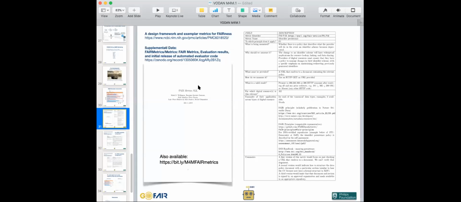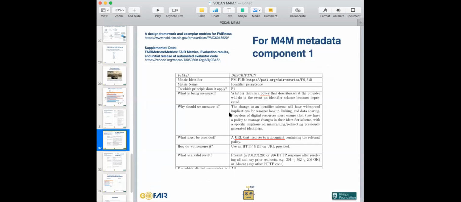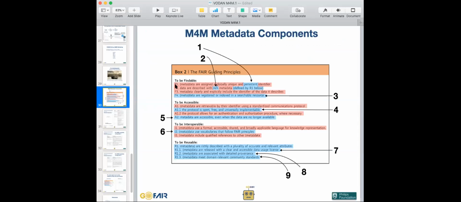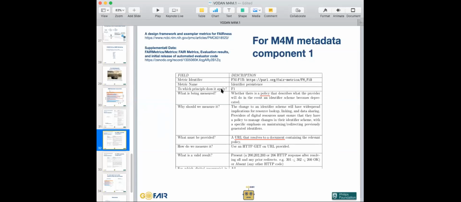And I'm going to zoom in now on this schema here and show you how these metrics worked. What we said was that, okay, we have a FAIR principle like F1. In this case, we were looking at that principle. We were looking at this idea of identifier persistence. So if you bear with me, I'm going to go back 2 slides here. If we look at F1, it says metadata and data are assigned a globally unique and persistent identifier. So if I come back to here, this metric is trying to get at this idea of identifier persistence.